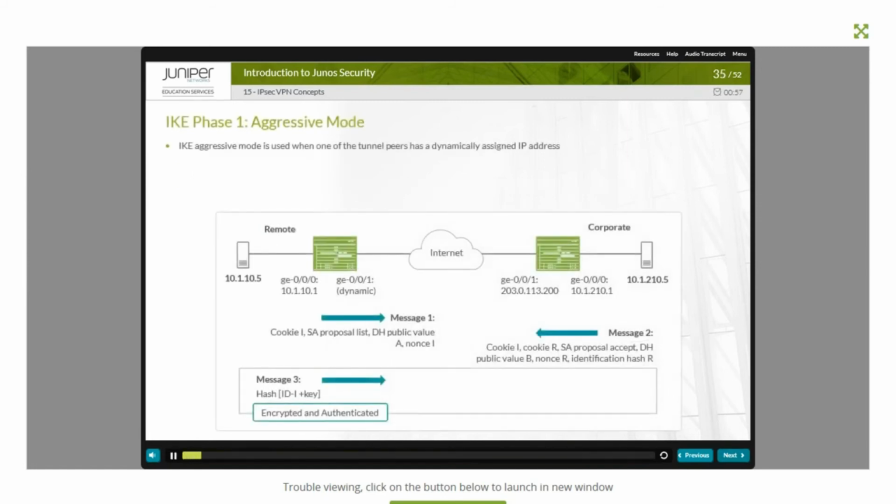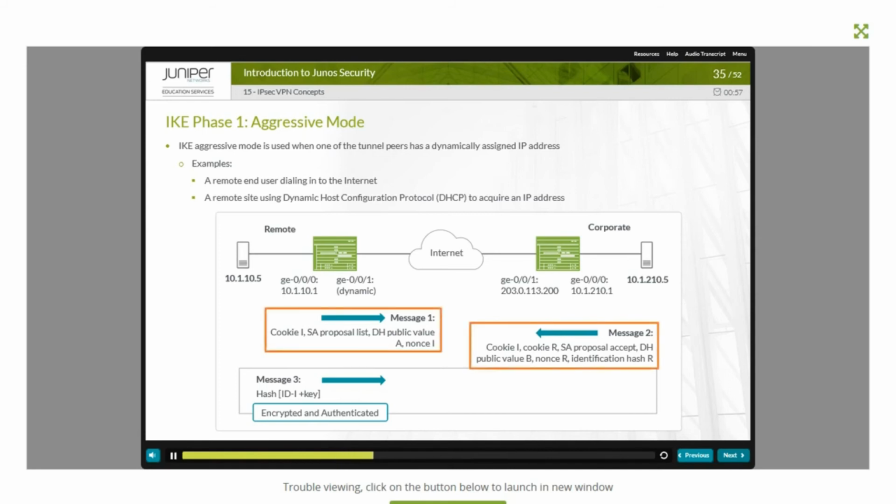IKE aggressive mode is used when one of the tunnel peers has a dynamically assigned IP address. Examples include a remote end user dialing into the Internet or a remote site using Dynamic Host Configuration Protocol, or DHCP, to acquire an IP address. Main mode cannot be used in this situation because the first two messages validate peer IP addresses, and the dynamic host address cannot be pre-configured on the peer device.